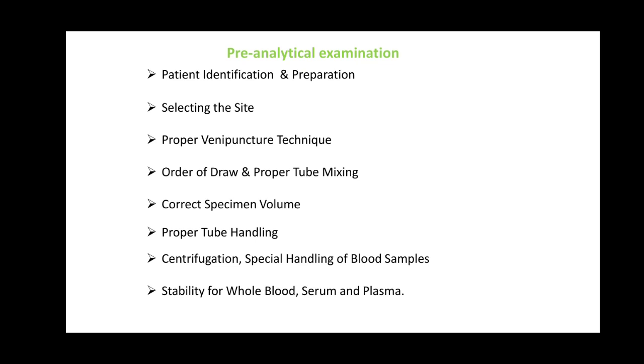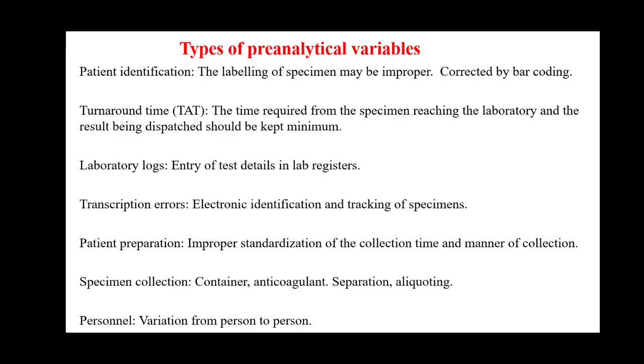So the pre-analytical examination steps where errors can arise are patient identification and preparation, selecting the site, proper venipuncture technique, order of draw and proper tube mixing, correct specimen volume, proper tube handling, centrifugation, special handling of blood samples, and stability of whole blood, serum and plasma. These come under the pre-analytical process. And some types of pre-analytical errors are patient identification, turnaround time, laboratory logs, transcription errors, patient preparation, specimen collection and personnel error.